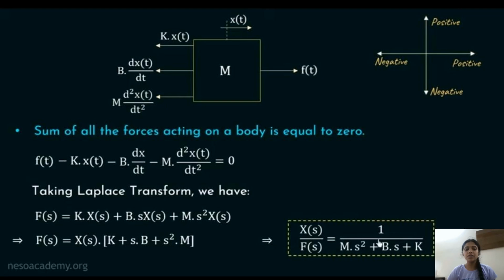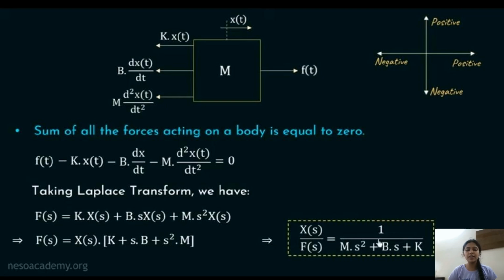For this equation, we should apply the Laplace transform. Then the equation will be replaced by, here f of t is replaced by F of s when we apply the Laplace transform. Here same, K into x of t is replaced by K into X of s. Same, dx by dt is replaced by s into X of s. Then d square x of t divided by dt square is also replaced by s square X of s. In all these terms, we have a common term called X of s. So we are taking the common term X of s. Then K will be left as it is. Here B into s, here M into s square.